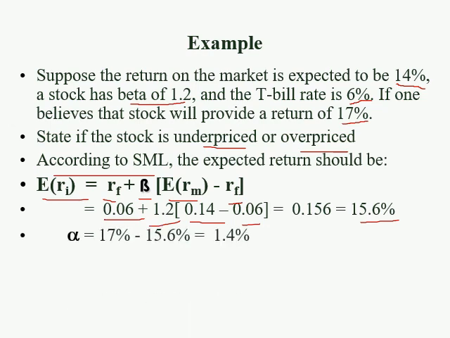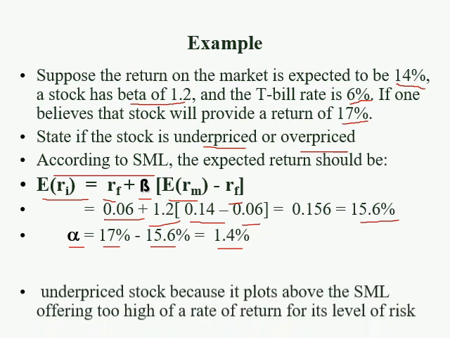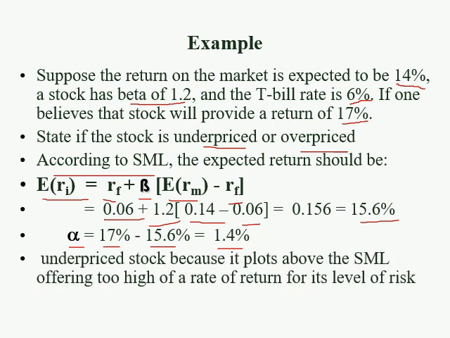But the actual return is 17%. So alpha will equal actual return minus fair return. So alpha will be positive 1.4%. If alpha is positive, what does that mean? It means that this stock is underpriced. Underpriced stock, because it plots above the SML, and we will plot it above the SML line, offering too high a rate of return.